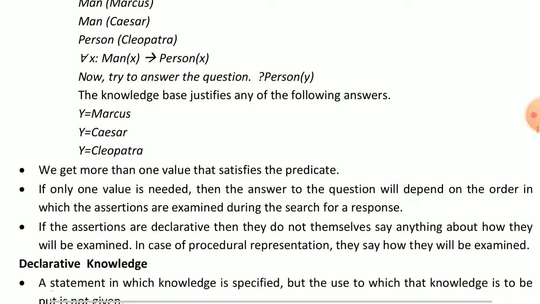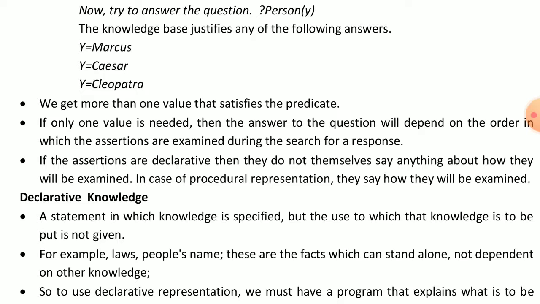Now if only one value is needed, then the answer to the question will depend on the order in which the assertions are examined during the search for a response. So here we can find out the value and the question's answer, and that answer depends on the order, on which order we can find out how the response is possible.